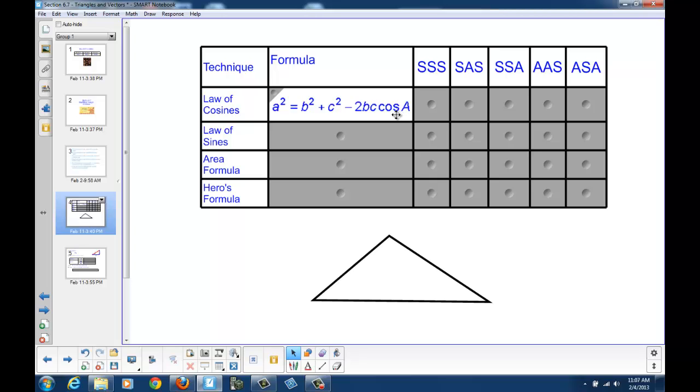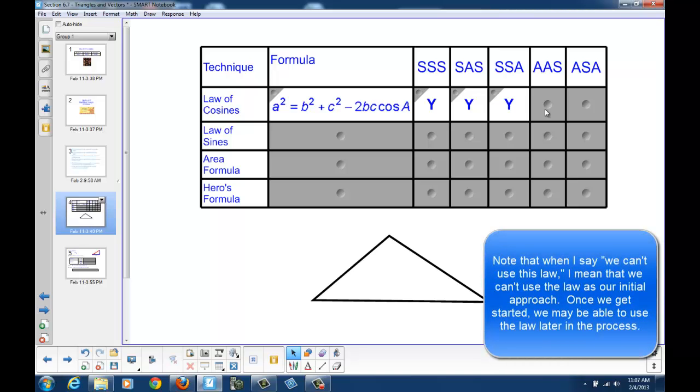To work with this formula, we'd need two sides and an angle, or three sides. So the SSS gives us those three sides. So yes, we could use the law of cosines. Here we have two sides and an angle, which also allows us to work with the formula. Two sides and an angle, again, lets us work with the formula. Two angles and a side. Now I need at least two sides, so I can't use the law of cosines in an AAS situation or an ASA situation.